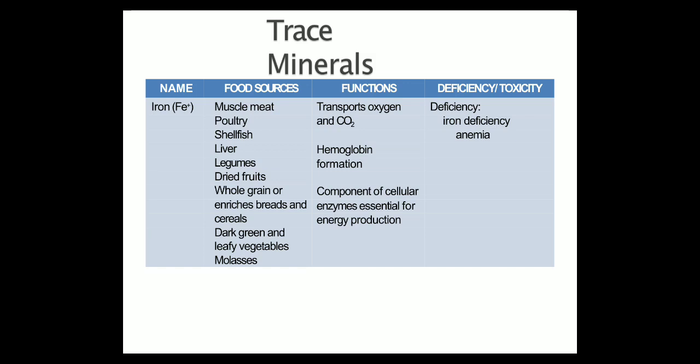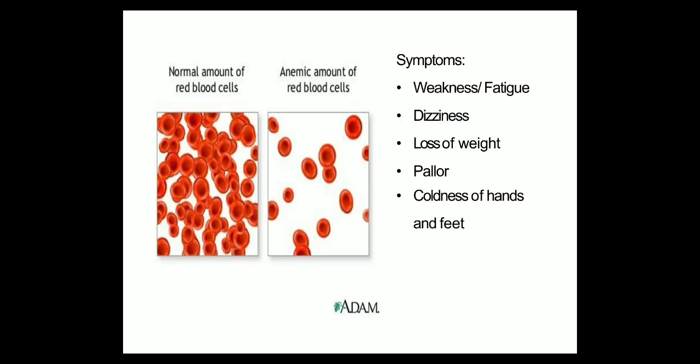Okay, let's see the functions of iron. Very well known function of iron is transportation of oxygen and carbon dioxide. Secondly, hemoglobin formation. Third, component of cellular enzymes essential for energy production. Let's see the deficiency or toxicity. Iron deficiency leads to anemia. Anemia means there is hemoglobin deficiency, RBC deficiency.